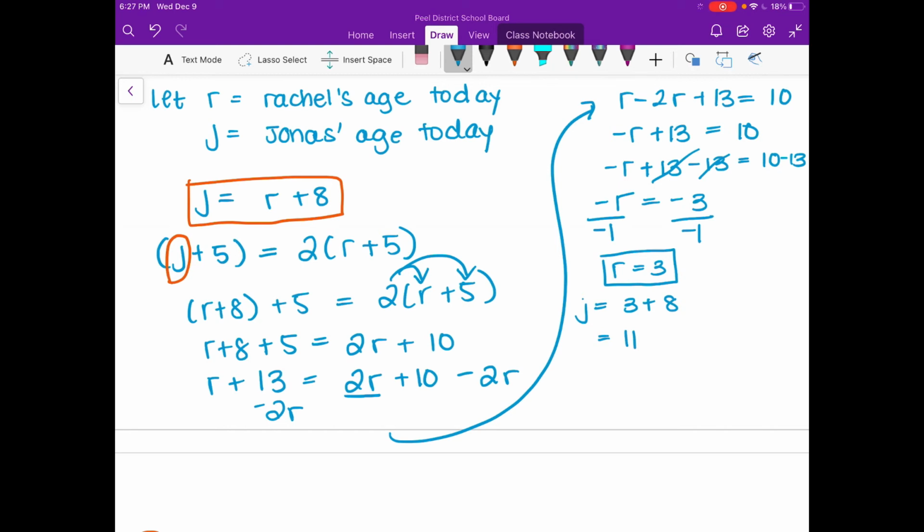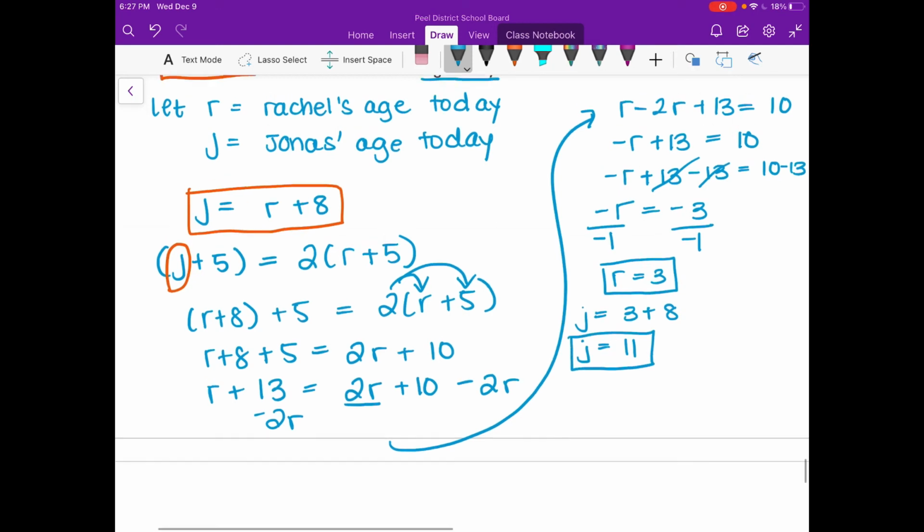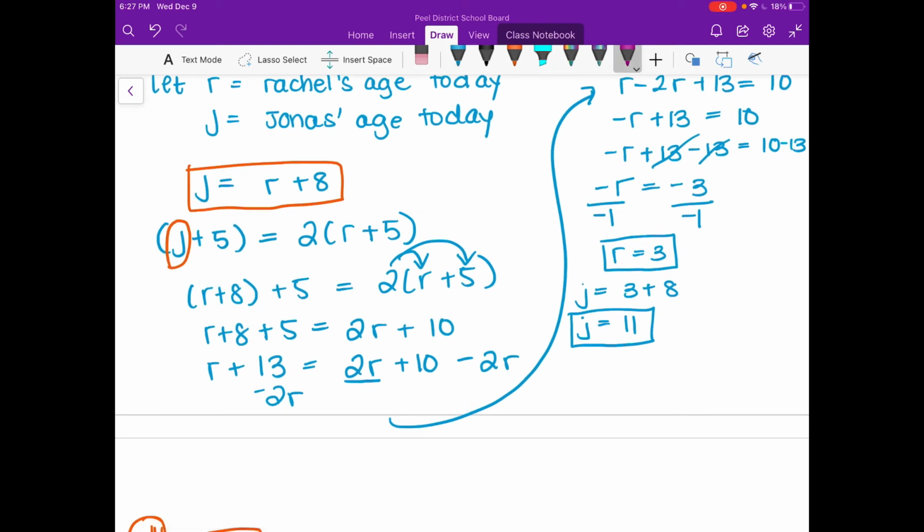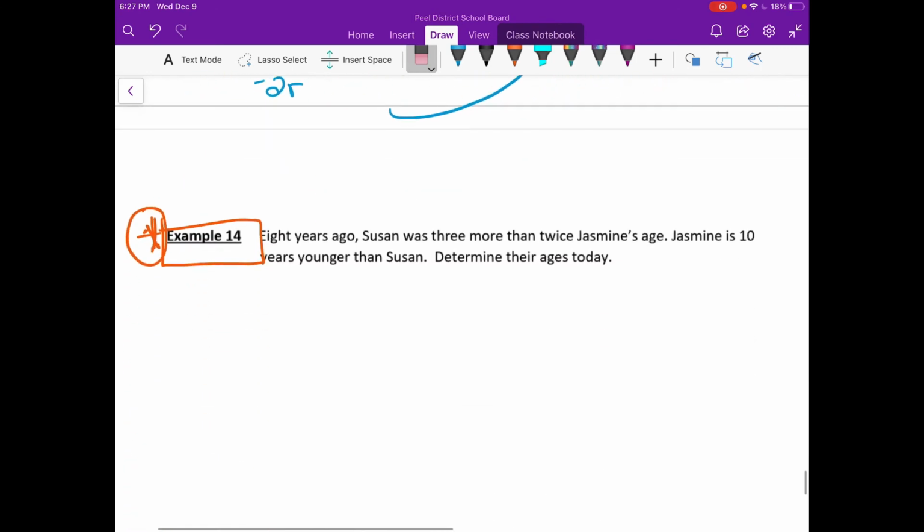Right? And if I wanted to check this, I know that in 5 years, Jonas will be 11 plus 5, 16. And I know in 5 years, Rachel will be 3 plus 5, 8. And 16 is twice 8, so the equation is true. Okay? And that's how I always like to go back and check and make sure I did things right.